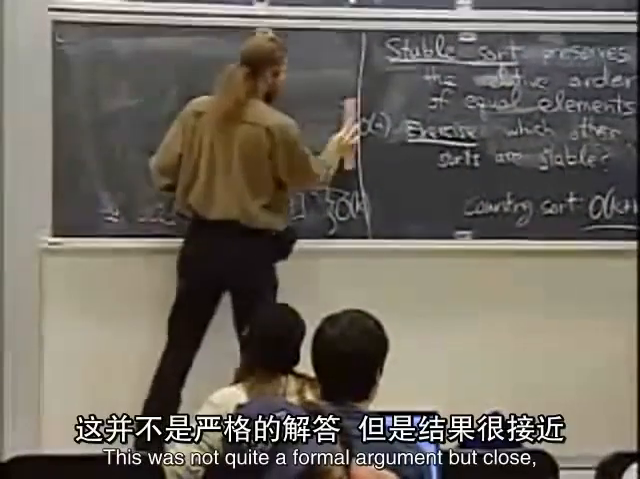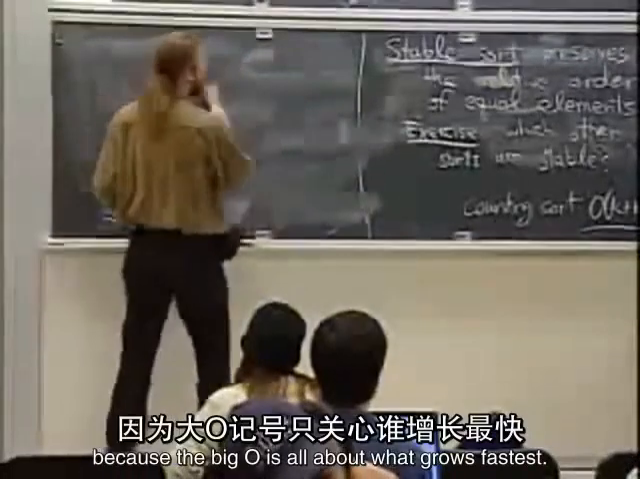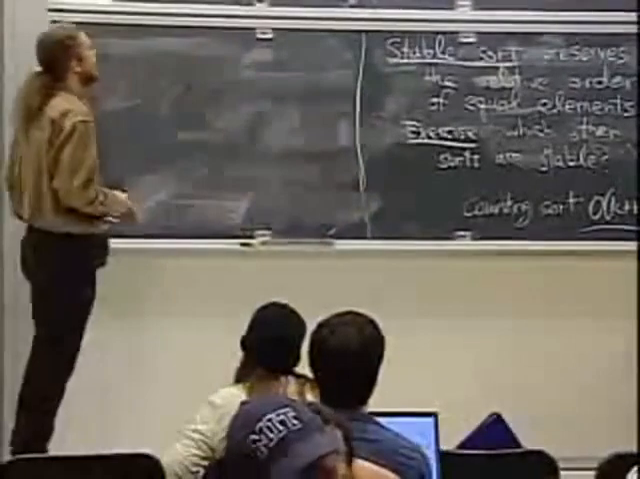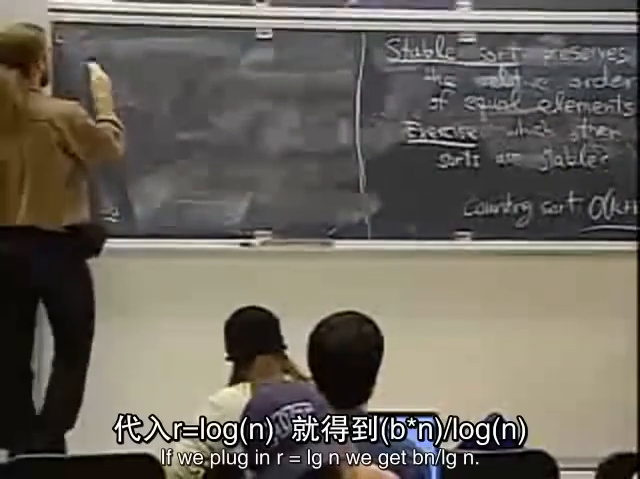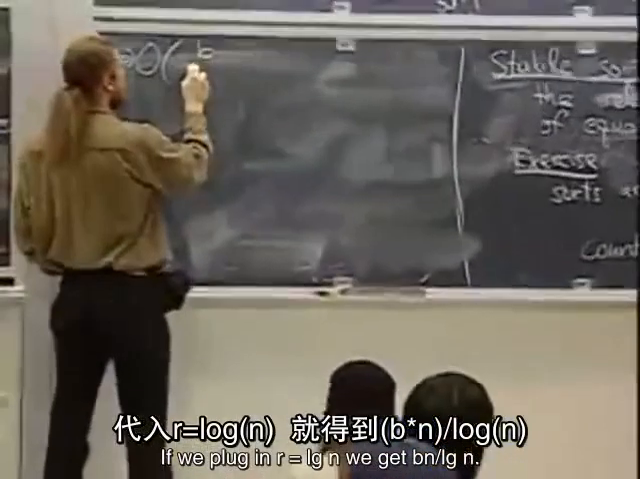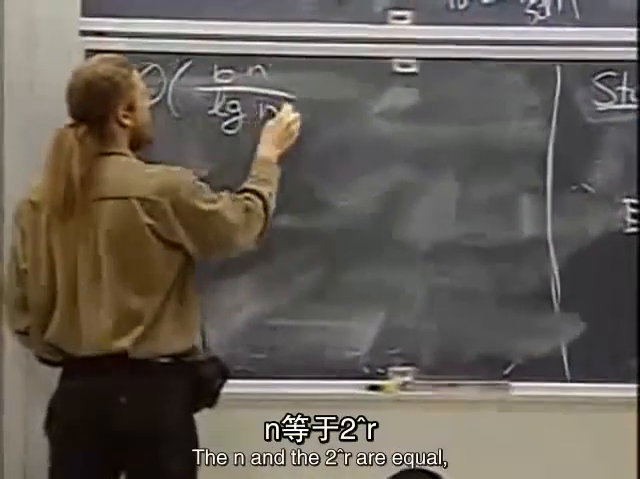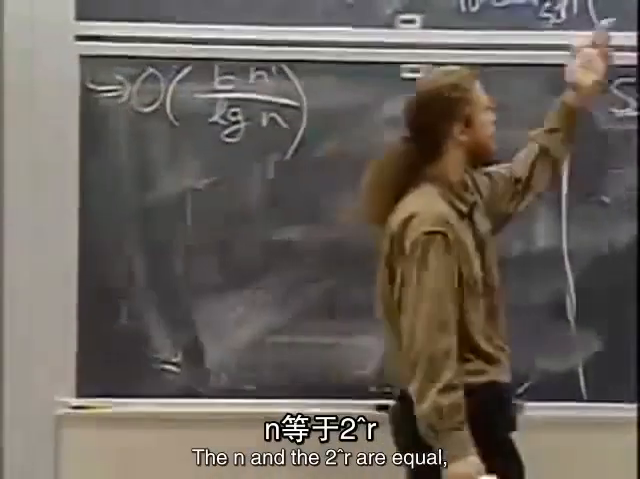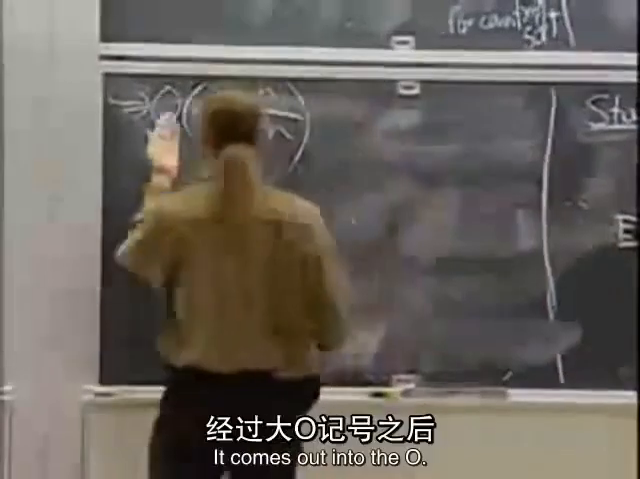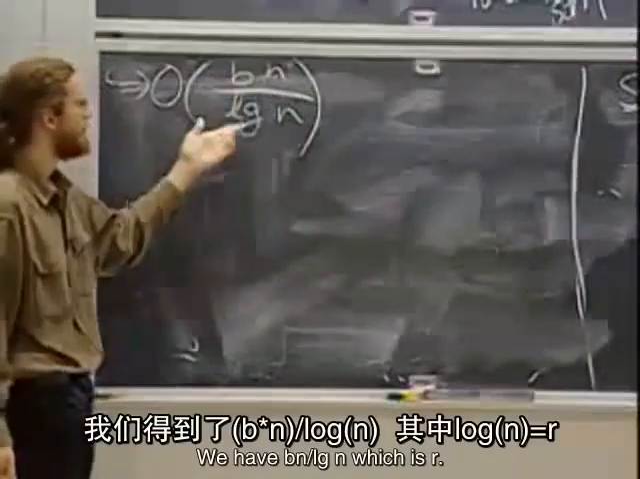Okay, this was not quite a formal argument, but close, because the big O is all about what grows fastest. So we plug in r equals log n, we get b times n over log n. Right, because the n and the 2 to the r are equal, that's a factor of 2. 2 times n, not a big deal, comes out into the O. So we have b times n over log n, which is r.